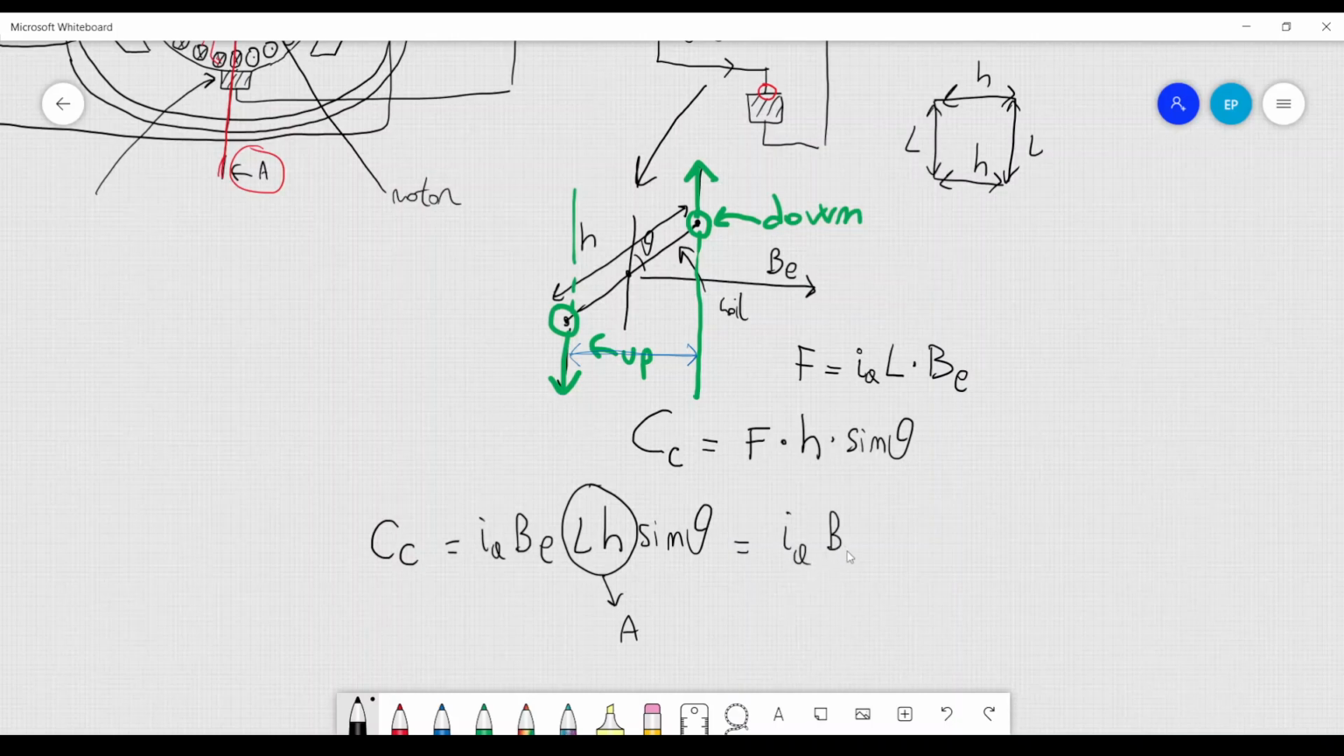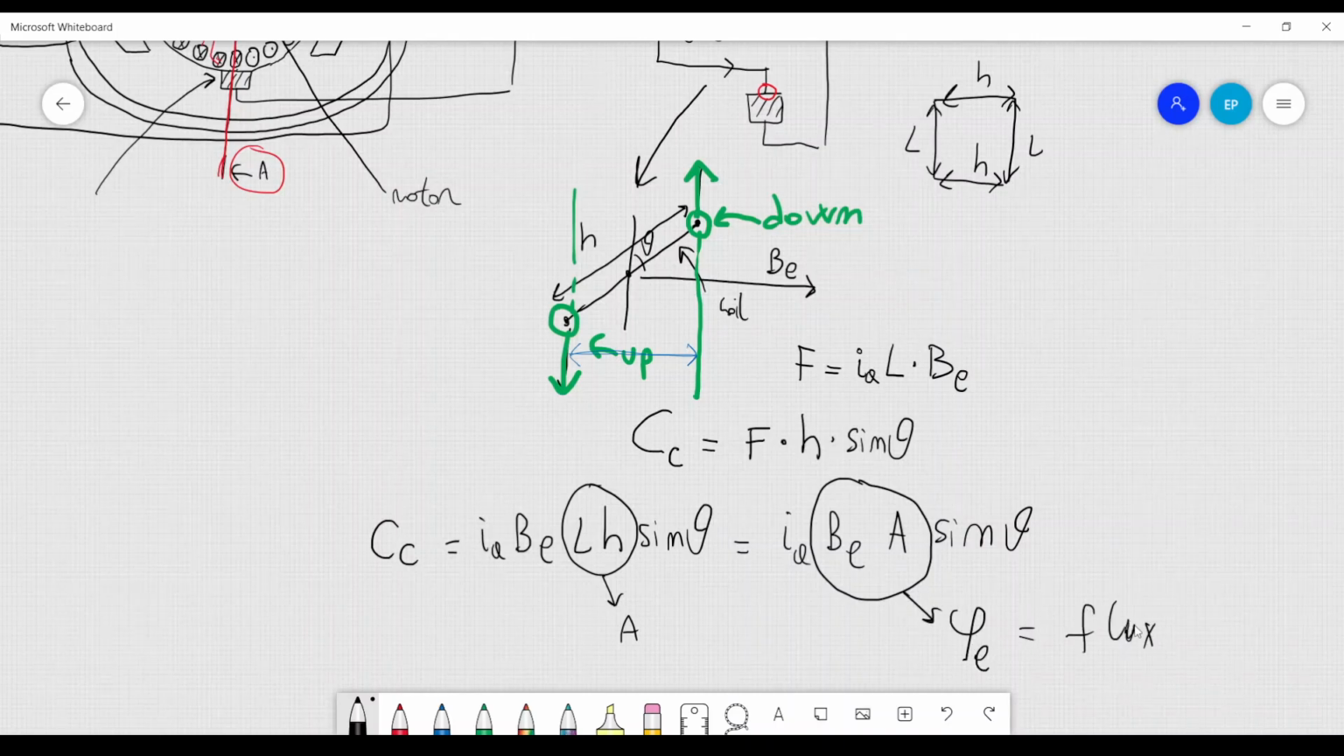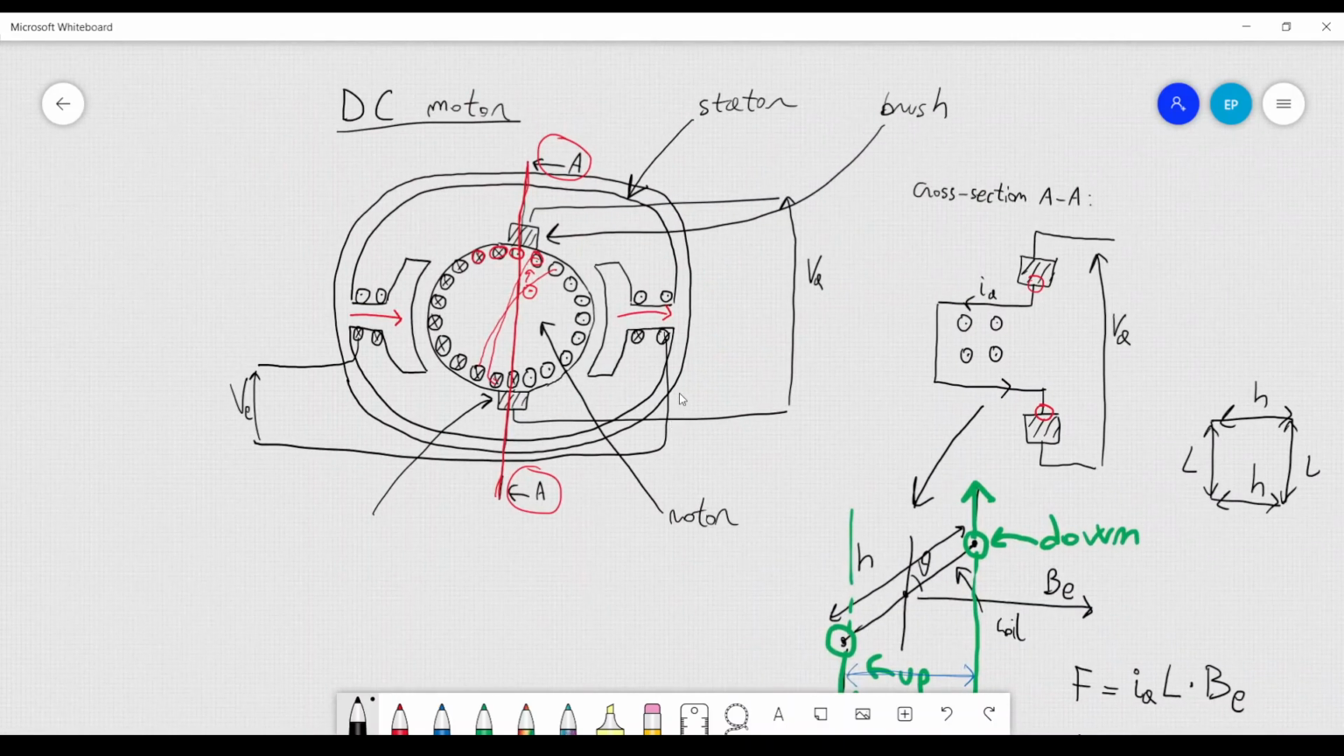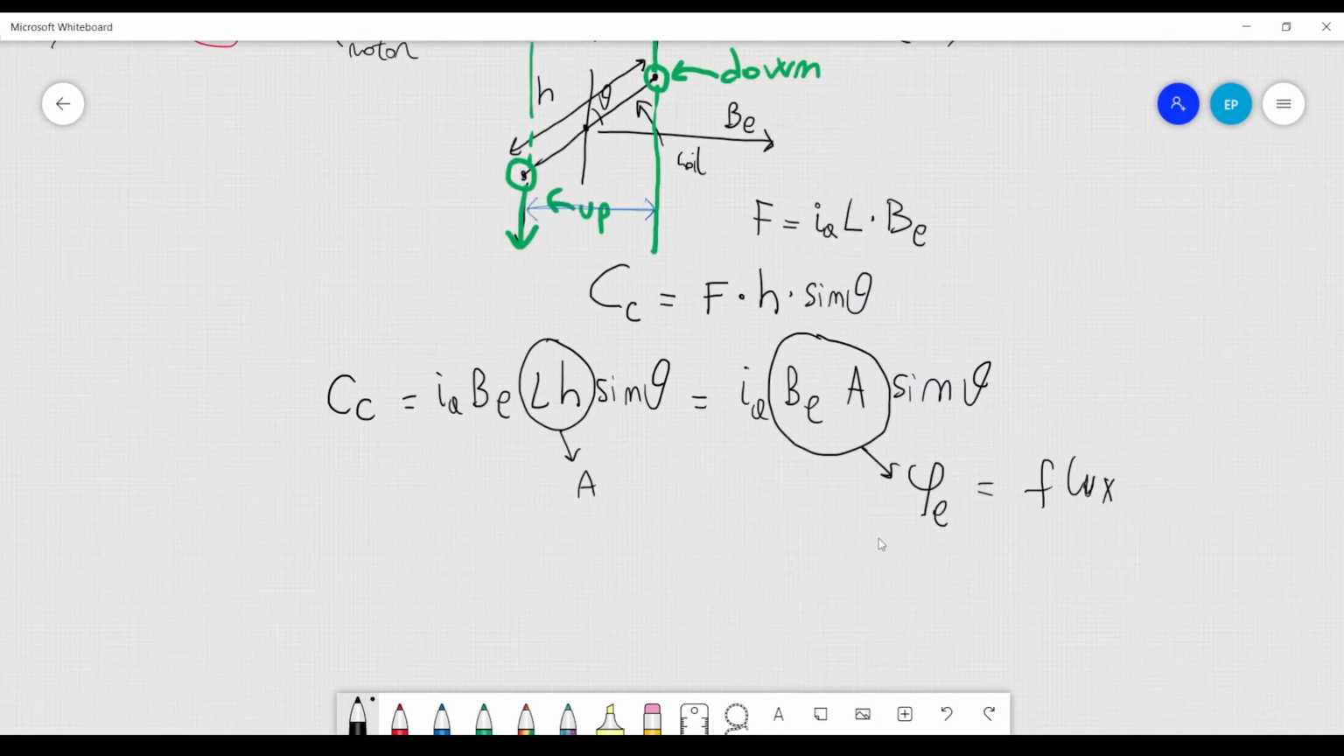We have Ia Be A sine theta, and now I'm going to call the product between the area of the coil and the magnetic field phi sub E, which is the flux. This is also called the excitation flux, and it is still related to these vectors here. It is related to the magnetic field, but we also have to take into consideration the area of the coil, because the larger the area of the coil, the greater the flux. So this is an important parameter. The flux is one of the most important elements that we have in the motor.